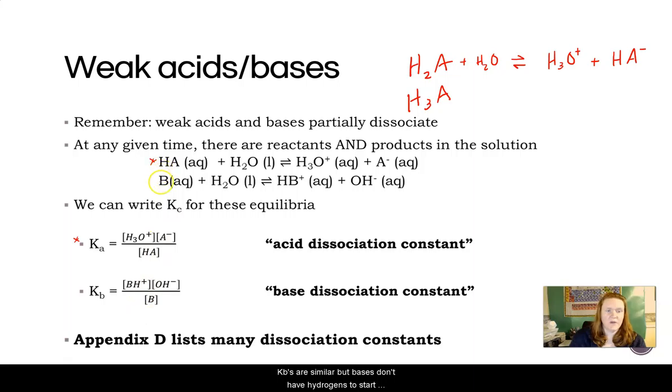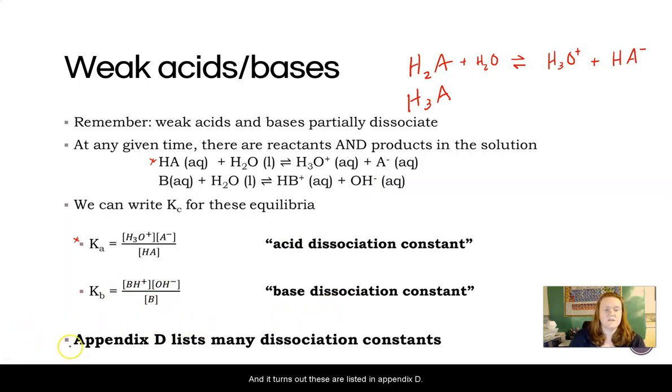Kbs are similar, but bases don't have hydrogens to start with. They have them as the conjugate. So we just use B in place for a base. We add water to it, and this water is going to donate a hydrogen, so you get HB plus. And then by donating one of those hydrogens, it leaves a hydroxide behind. So that's where this Kb comes from. That's called a base dissociation constant.